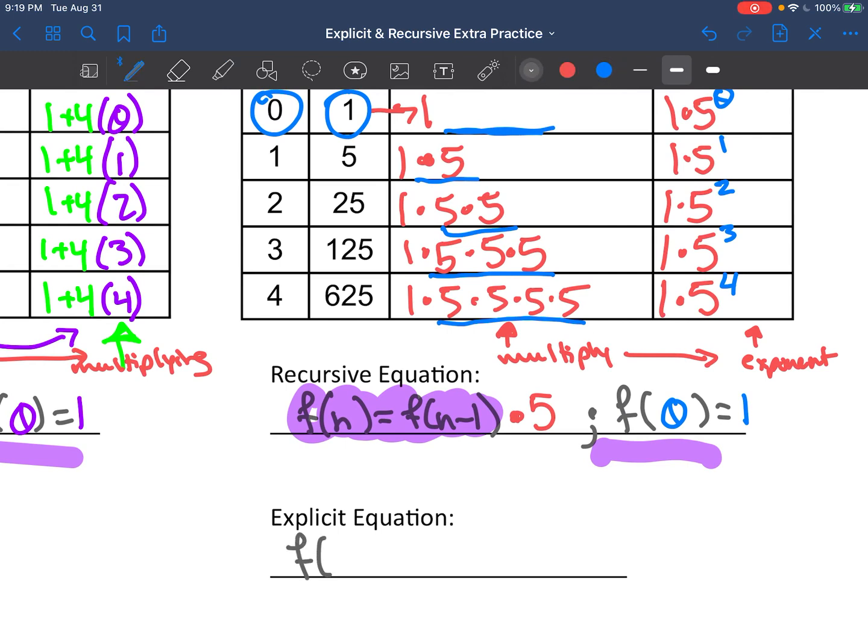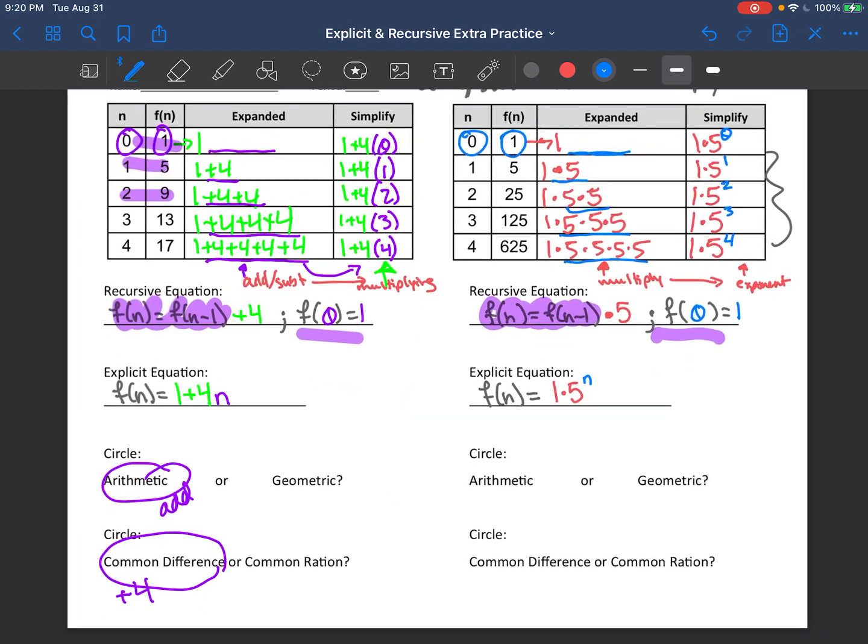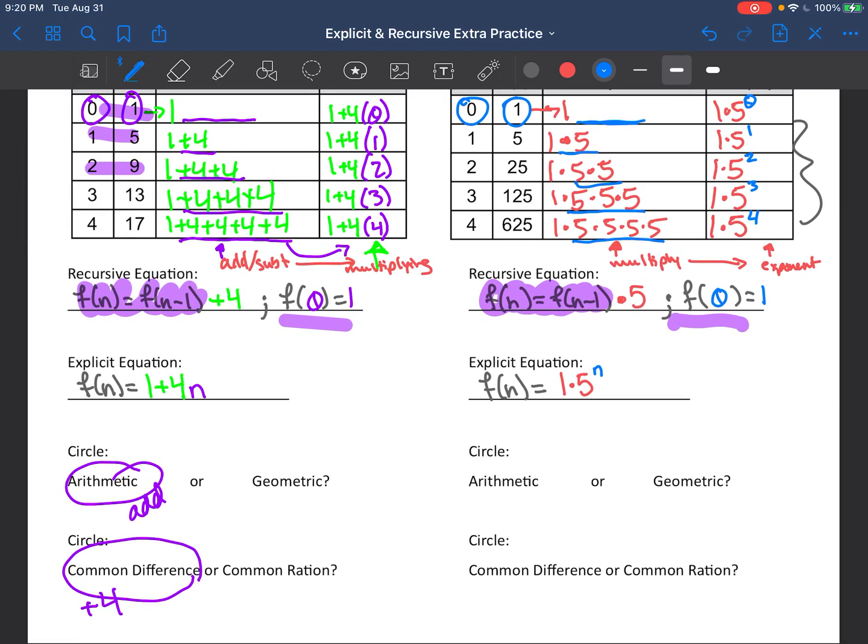All right, now back to our geometric here, or our multiplying. We write our explicit f of n equals, once again, we always want to look at our simplified section to help us with our explicit. What's staying the same? Well, 1 times 5 is staying the same. That's always there. But my exponent keeps changing. So this means my variable is going to be in my exponent, and that is my explicit. All right, same thing over here, except it was an arithmetic. I'm pointing with my pencil like you guys can see, but you can't. Got to make sure to use this.